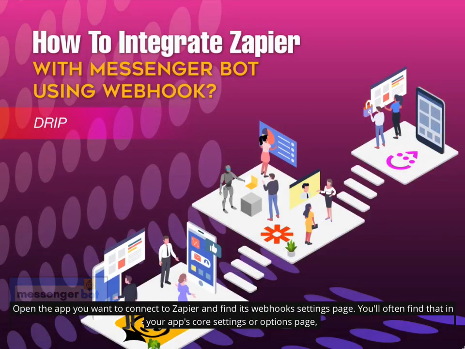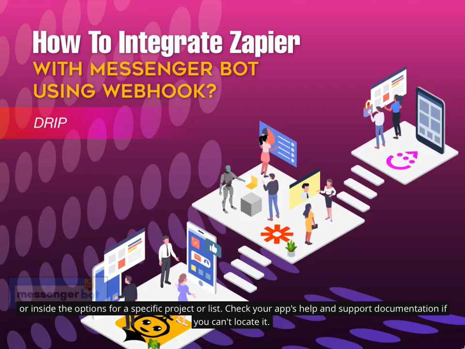Open the app you want to connect to Zapier and find its webhook settings page. You'll often find it in your app's core settings or options page, or inside the options for a specific project or list. Check your app's help and support documentation if you can't locate it.